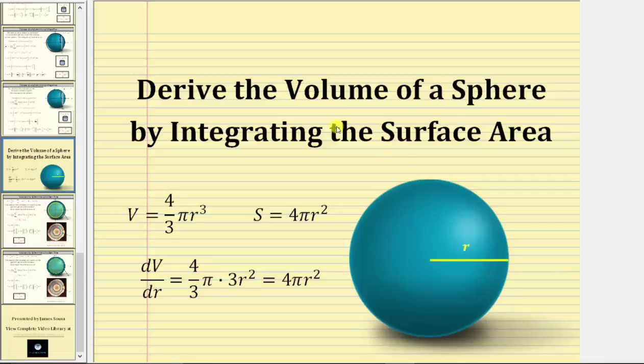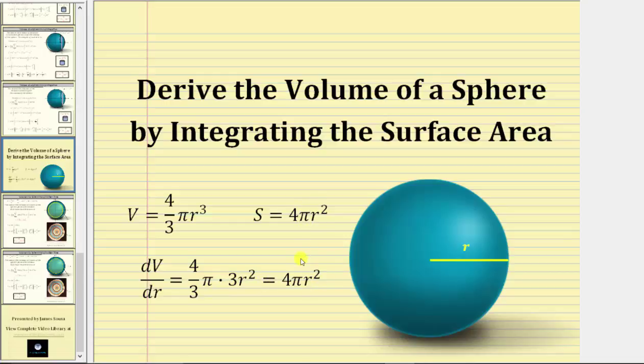In this video, we will derive the volume formula of a sphere by integrating the surface area, where the volume of a sphere equals 4/3 pi r cubed and the surface area equals 4 pi r squared. In an earlier video, we discovered the derivative of the volume equals the surface area, where dV/dr equals 4/3 pi times the derivative of r cubed with respect to r, which is 3r squared. Simplifying, this does give us 4 pi r squared, which is the surface area.